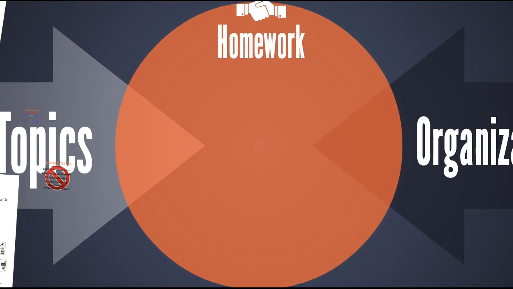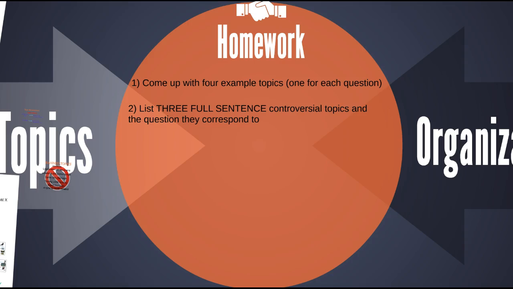Now, as far as homework, here's what you need to do. 1, come up with 4 example topics, 1 for each question. So 1 for personal, 1 for passive, 1 for question of fact, 1 for question of value. 2, then list 3 full sentence controversial topics and the questions they correspond to. By the way, these should be topics that you want to do for your speech, because I'm going to be collecting these, and just like I did for the informative speech, I'm going to send out approvals for what I think you should do.